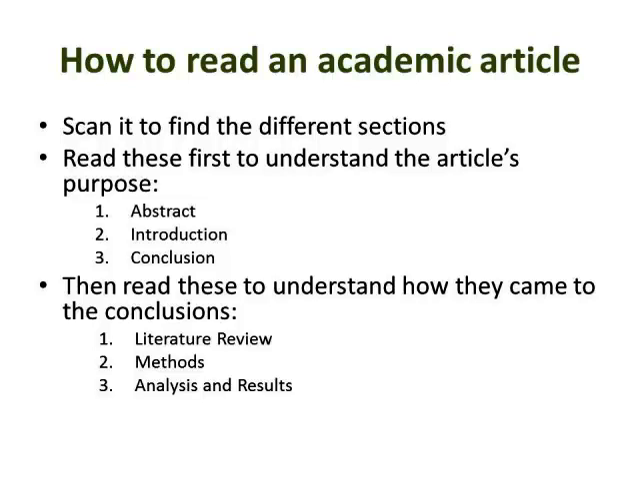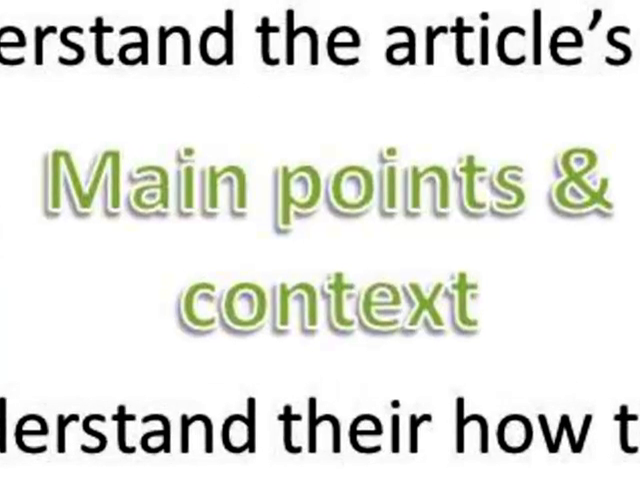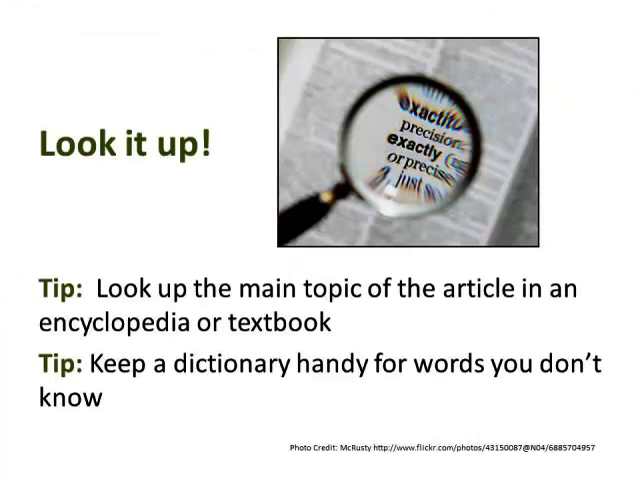So the best way to read an academic article is to scan it to find these different sections, which may have different names. First, read the ones that give you the best overall understanding of the article, the abstract, introduction, and conclusion. Then you can wade into the literature review and their methods and analysis. The lit review, methods, and analysis sections tend to be the hardest to understand if you aren't an expert. But the abstract, intro, and conclusion help provide some context for the details you find in the other sections. That's why you should read those first.